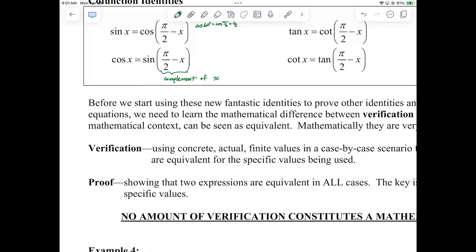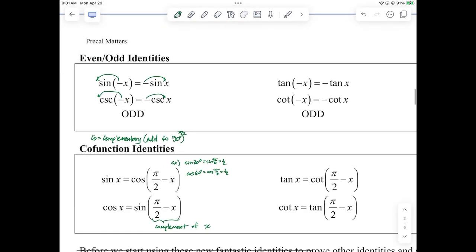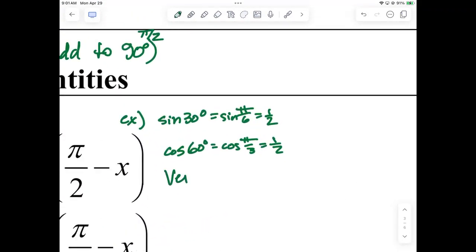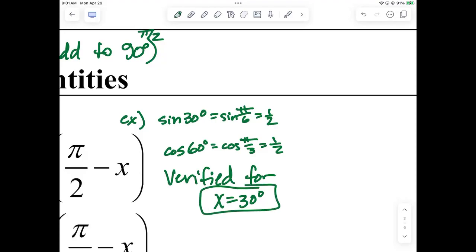Verification uses finite values, actual numbers, and it only proves that it's true for those numbers. Like right up here, we just verified this. We have verified for x equals 30 degrees. Okay? That's it. If I use 30 degrees and its complement 60 degrees, I've only proved that it works for these values only. That doesn't mean it works for all the other angles.